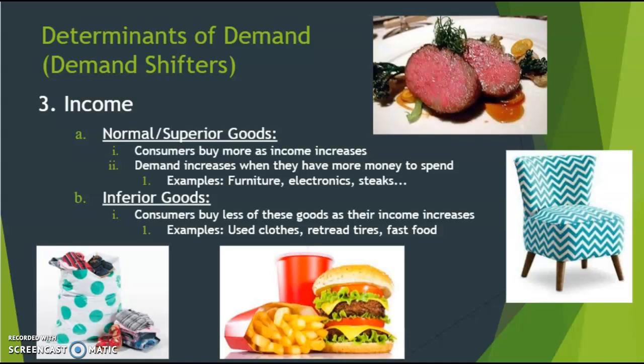Some examples of inferior goods would be used clothes, retread tires, which I think is illegal now. I used to see that in Oregon. Fast food restaurants might be, I always say hot dogs. I'd much prefer to buy steak versus a hot dog, so a hot dog would be an inferior good.